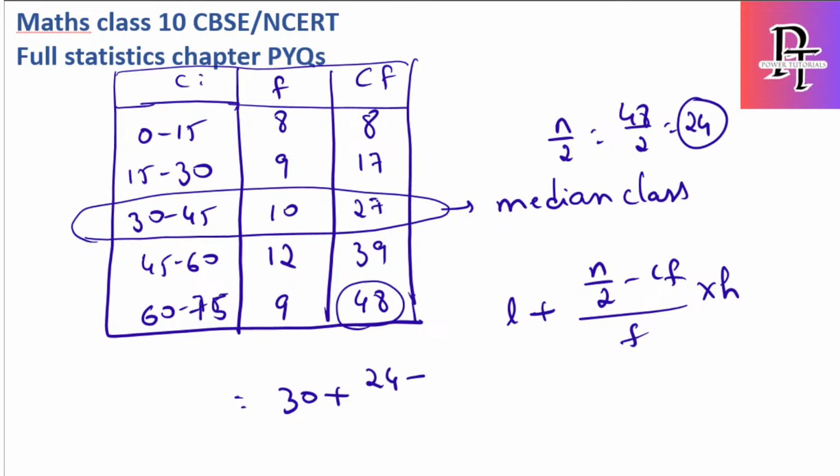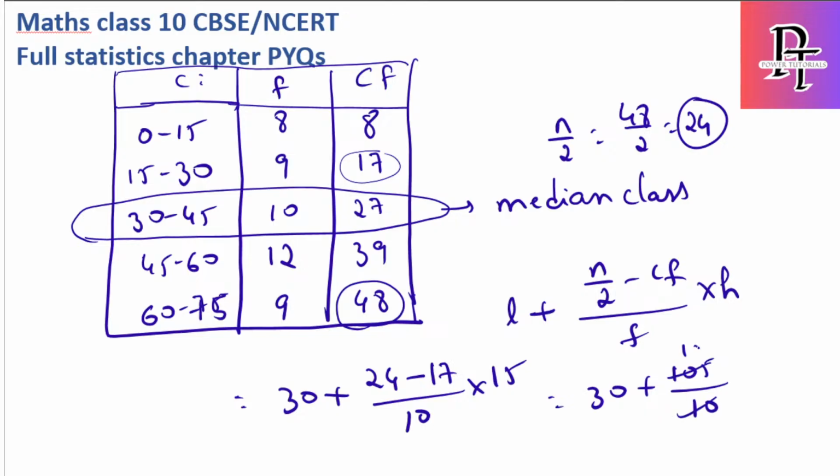It's not the CF of this class; CF should be of the preceding class. This is important here. So I'm writing 17 here. Then F value of the median class is 10, H value of the class width is 15. So it is 30 plus 7 into 15, which is 105 by 10. So simply it becomes 10.5. So the median value is 40.5.